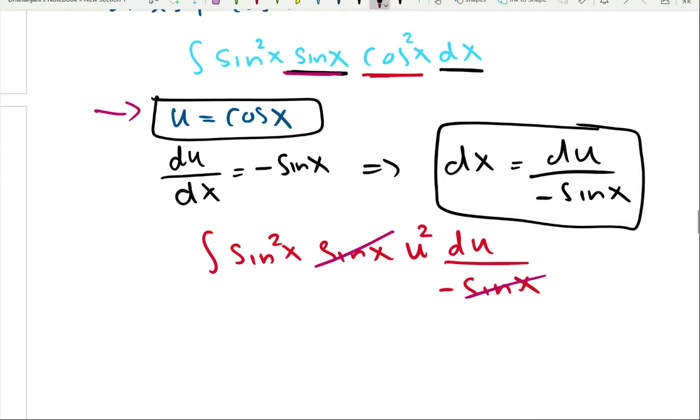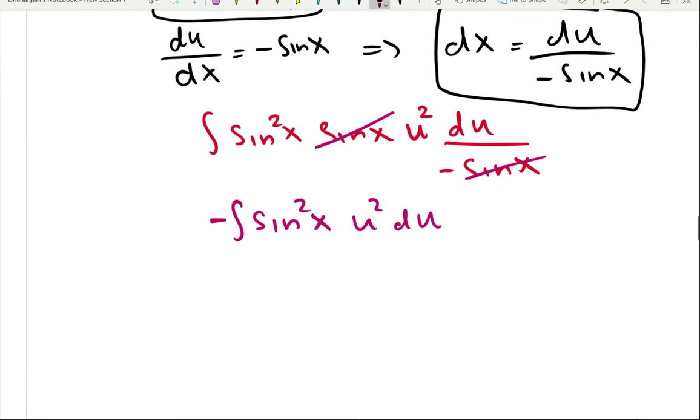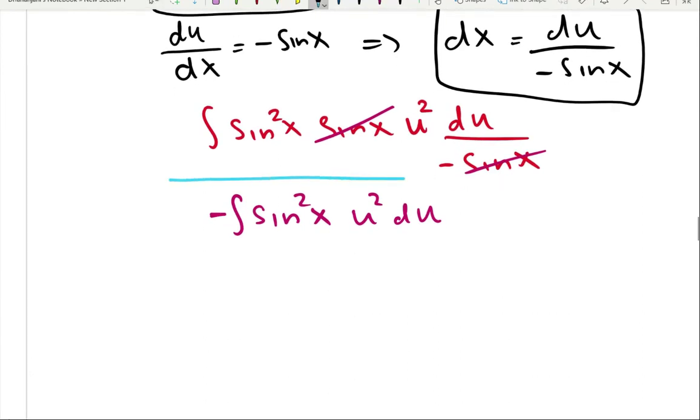Now let's not stop here. Now we have sine square x, we have a negative, let's keep it outside, u square du. Now hang on a second, this is wrong, right? Because when you do integration by substitution, you need to have everything in terms of u. But I have a function of x here, sine square x. How can I get rid of that?